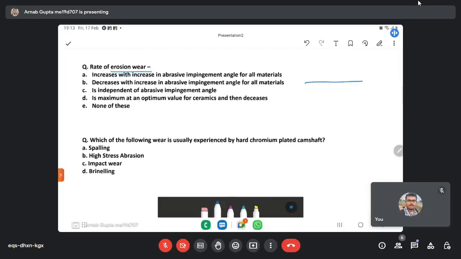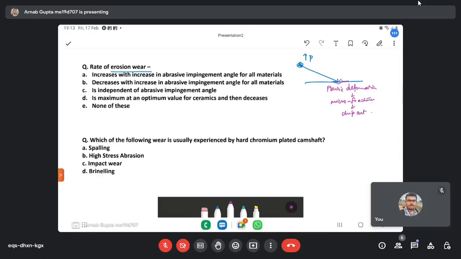You have some particles which impinge on the surface with high momentum or high velocity, and it chips away some material from the surface. So some plastic deformation takes place, which causes microfracture and micro cracks, and as a result of which chip out happens. So that is like the basic of erosion wear.